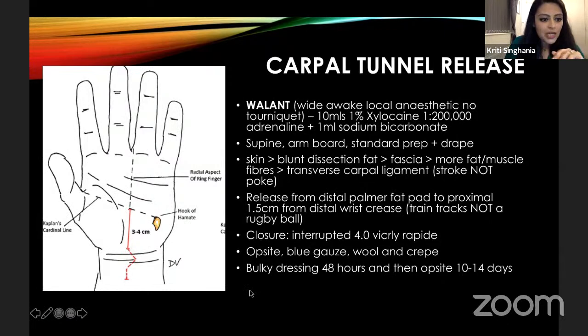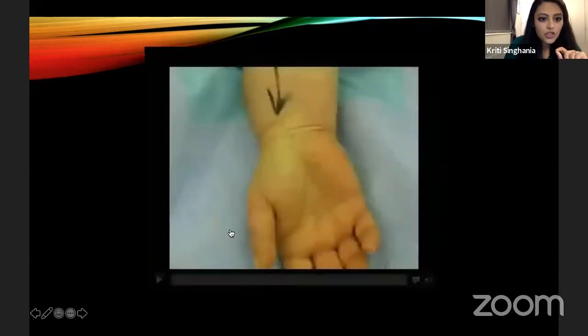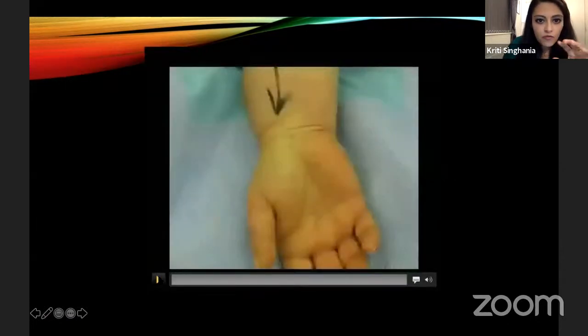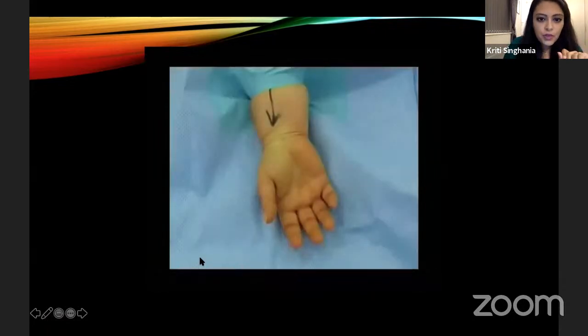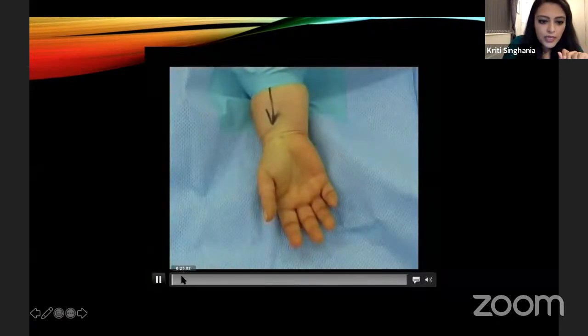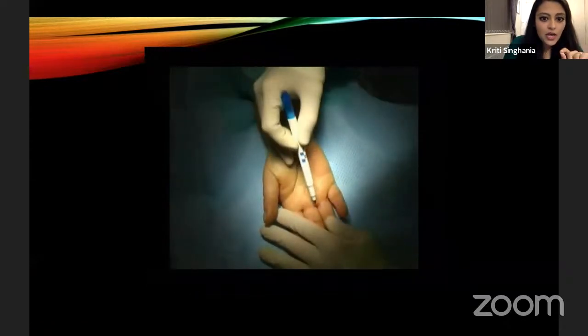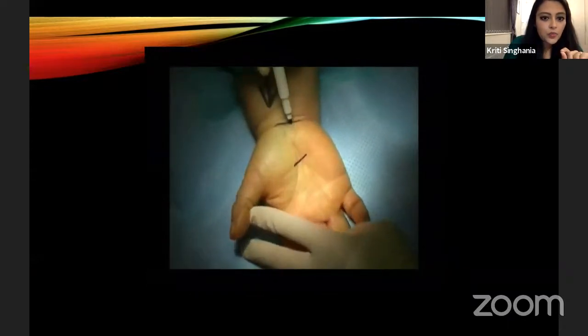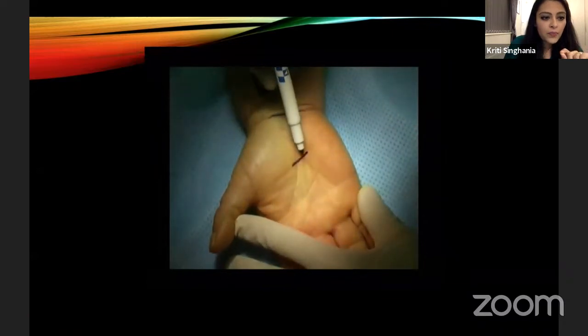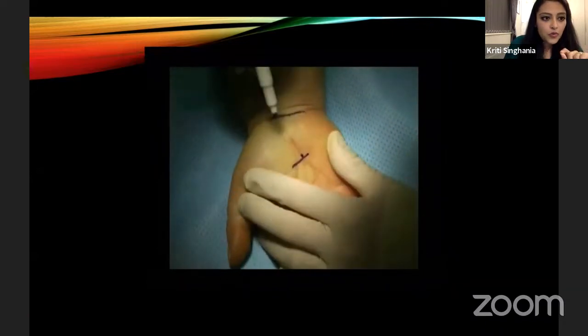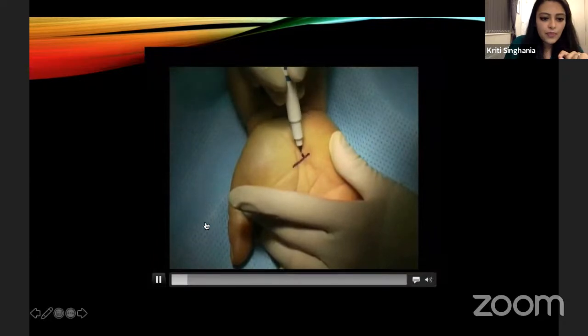Now I'm going to go through the steps by showing you a quick video. So hopefully you can see roughly what you do. I'll skip through bits. So as you can see, they're drawing a line in line with Kaplan's line there. They're using the radial border of their ring finger, and then they're drawing the incision for their carpal tunnel release.